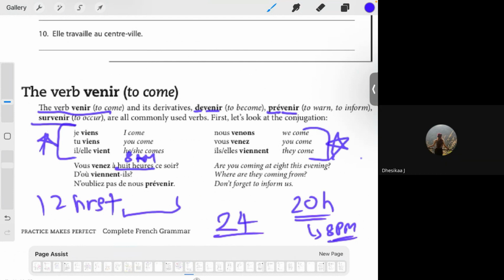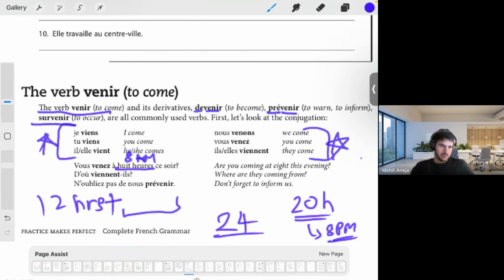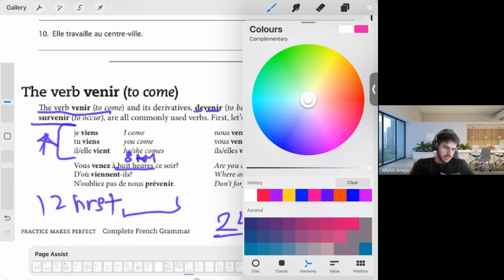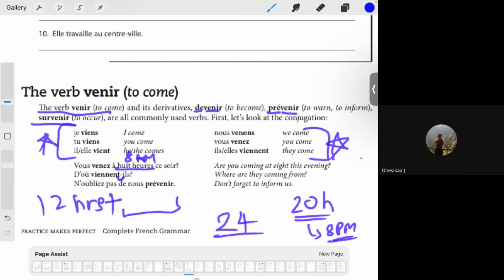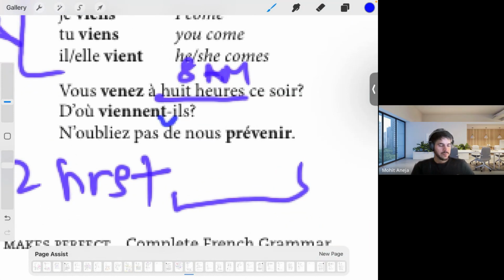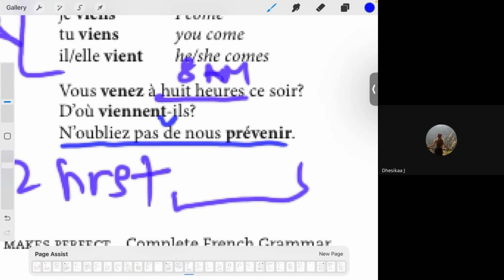D'où viennent-ils? Can you read this, the second one? You see, I've done a liaison here, in between the t and ils. Question formation. Exactly. Yes.